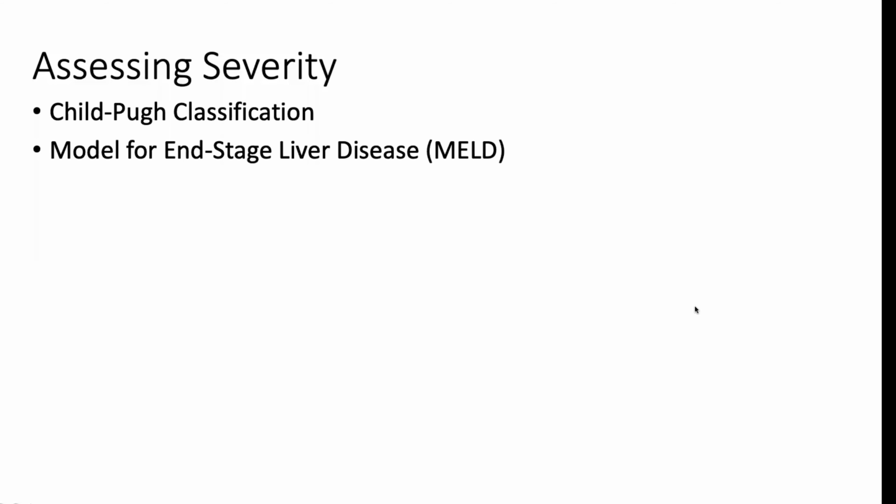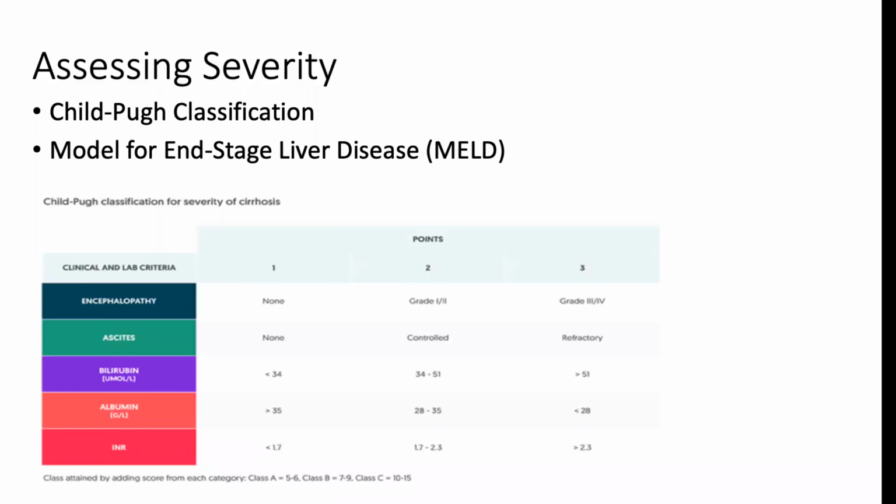There's another one as well, which is starting to be used more and more, called the Model for End-Stage Liver Disease, or MELD. But for exam purposes, Child-Pugh would be what I would remember. And this is the Child-Pugh criteria. It uses a variety of clinical and lab criteria to calculate an overall score. And then this can be divided into class A, B, or C.